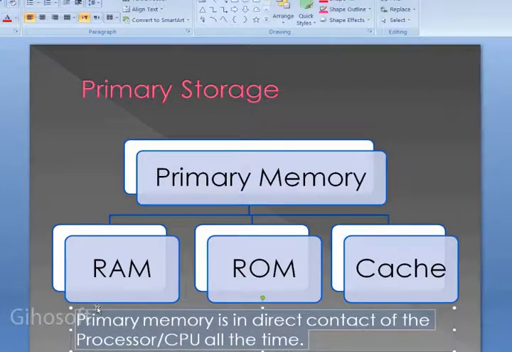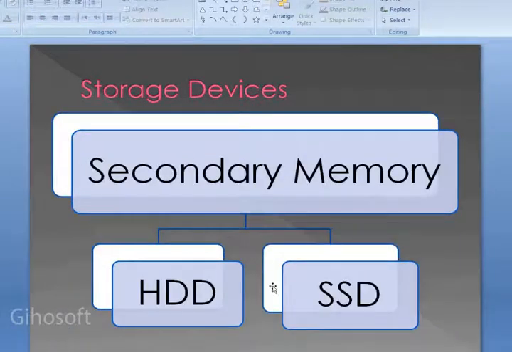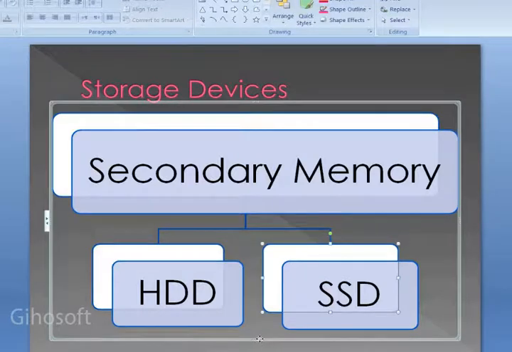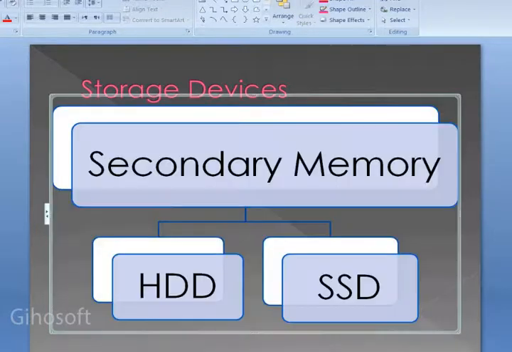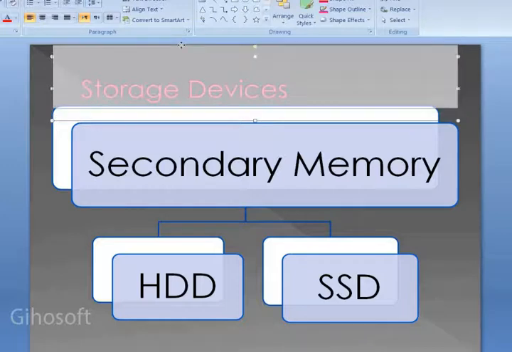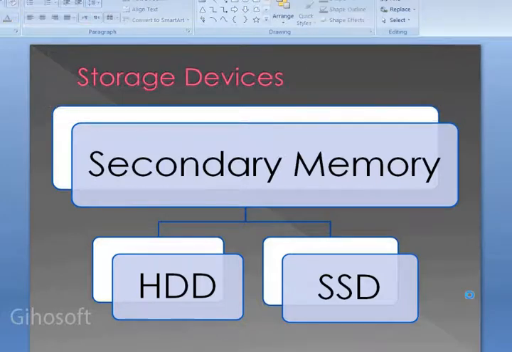Okay, it is always in the direct contact of the CPU or processor, no matter which type of memory we are talking about. Whereas when we talk about the secondary storage or the secondary memory, then it is not always in contact with the CPU.